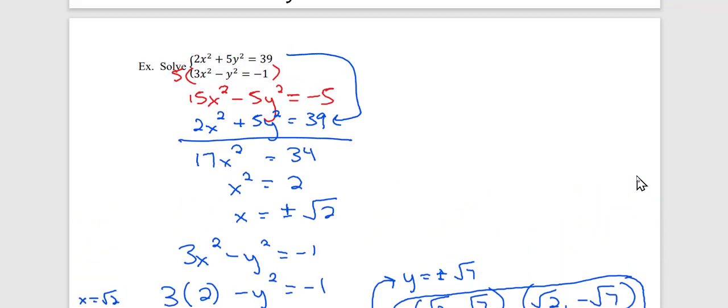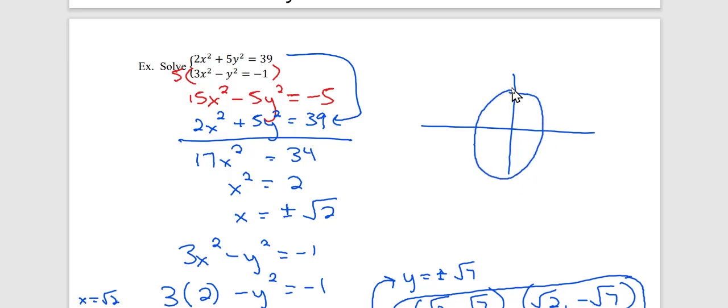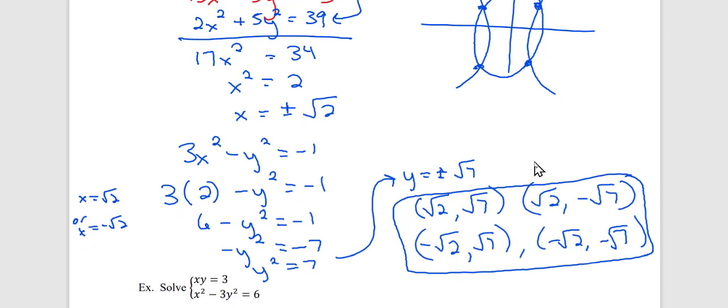I'm not going to give an exact picture of this, but an ellipse is like an oval. So let's suppose we had an oval like this or something like that. A hyperbola is going to look kind of like this. That's where you get your 4 solutions. Here, here, here, and here. It almost looks like a baseball, doesn't it? I love it. Baseball's back, baby.